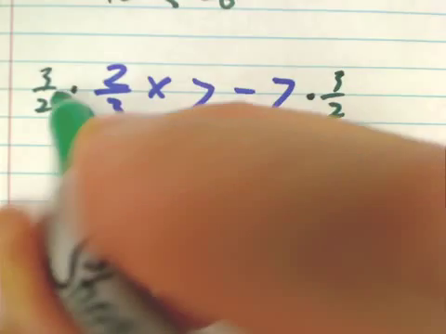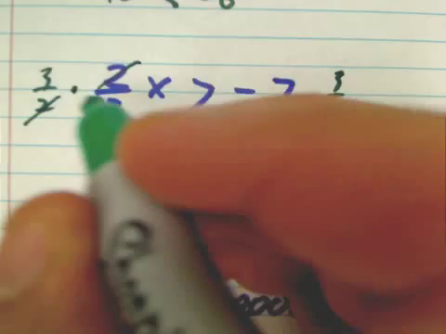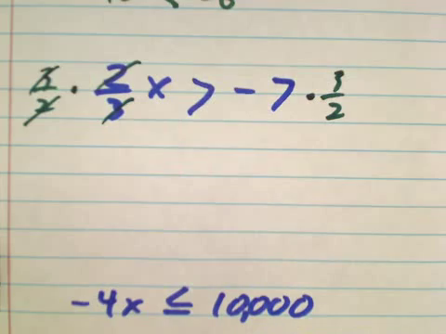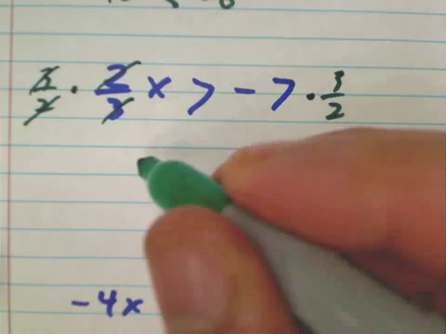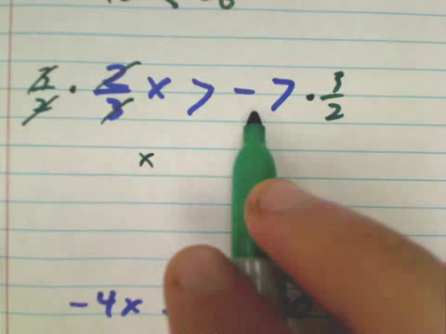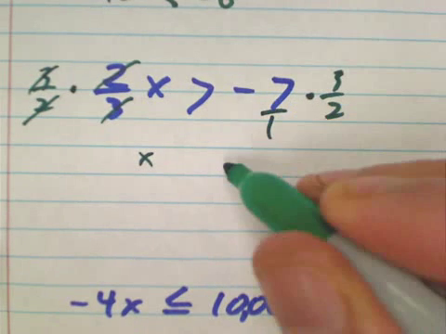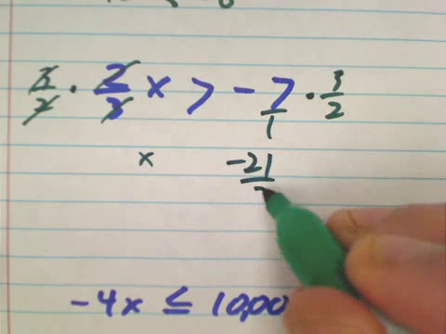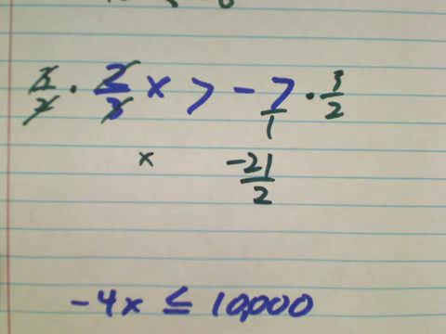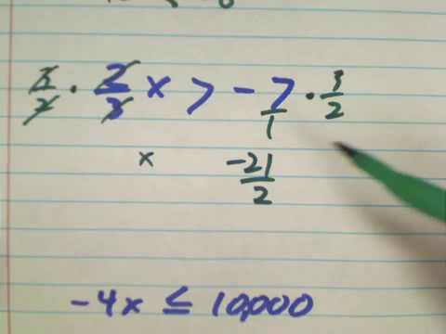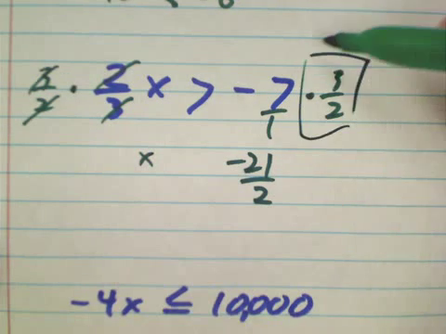So 2 divided by 2 is 1, so I cross those out. And 3 divided by 3 is 1, and 1 times anything is the same thing. So I can cross those out as well. So I have x greater than -7. Remember, that's like -7 over 1. -7 times 3 is -21. 1 times 2 is 2. And that won't reduce.